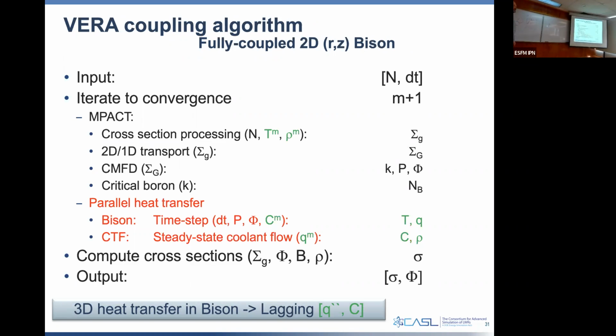When it goes to actual fully coupled, we also ran this with the full 2D RZ Bison, with 1200 processors and more time.